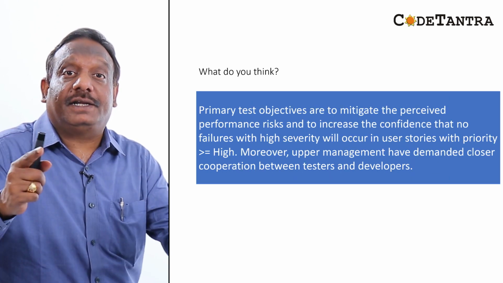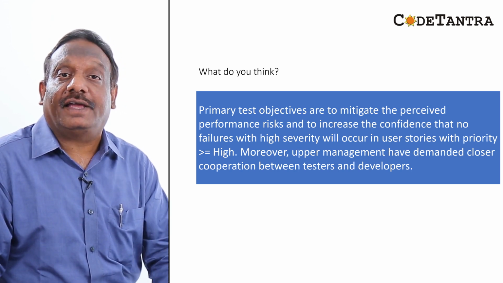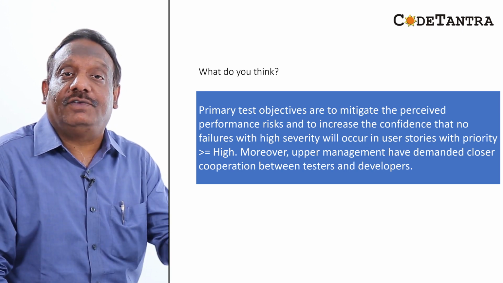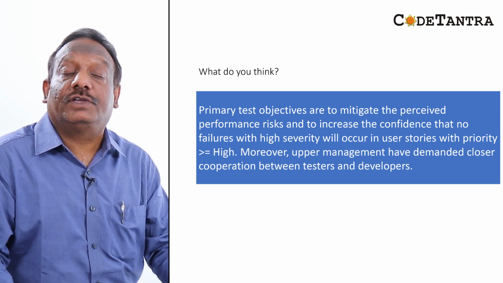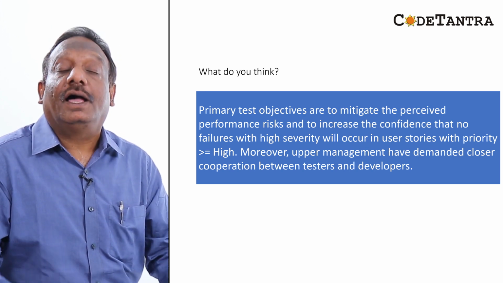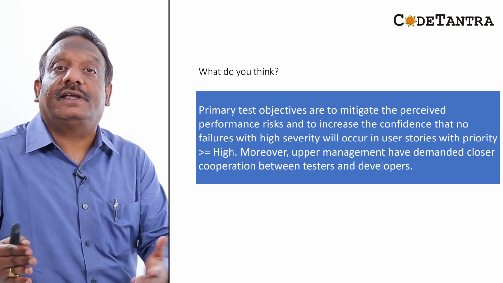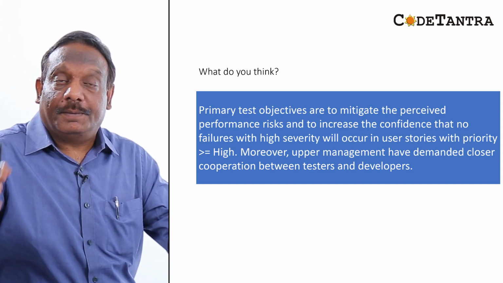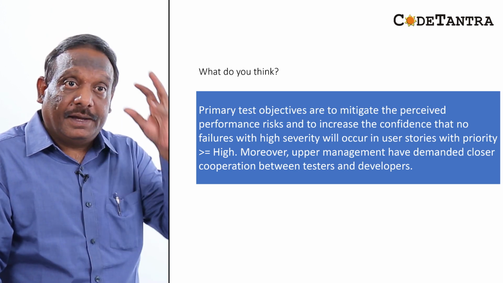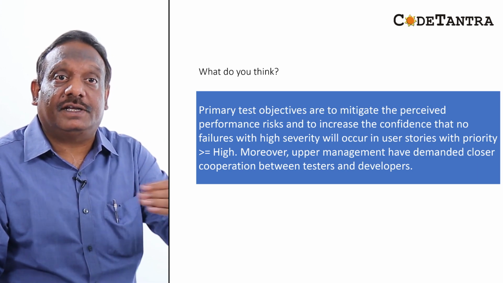And the primary test objectives are to mitigate the perceived performance risks and to increase the confidence that no failures with high severity will occur in user stories with priority greater than or equal to high. Moreover, upper management have demanded closer cooperation between testers and developers. This is the part of the case study scenario we already talked about. So keep registering this scenario in your mind, because we will build on top of this as we learn newer topics.